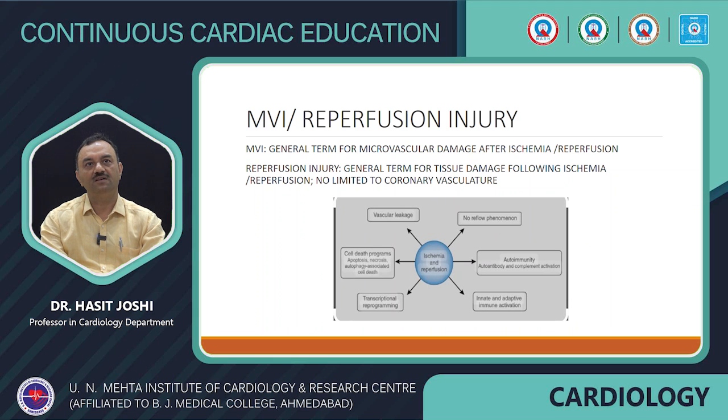MVI is a general term for microvascular damage after ischemia reperfusion. Ischemia reperfusion injury is a general term for tissue damage following ischemia and then reperfusion. It is not limited to the coronary vasculature. It can occur in cerebral or peripheral vessels also.